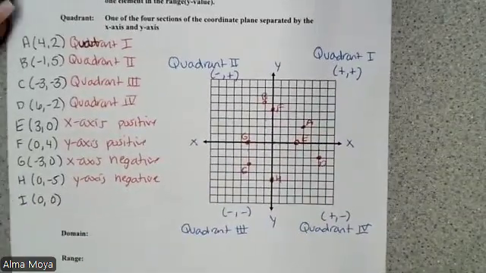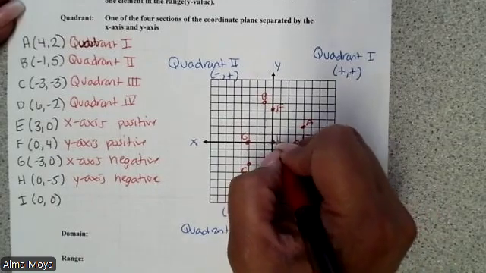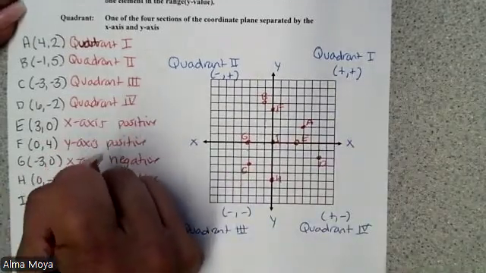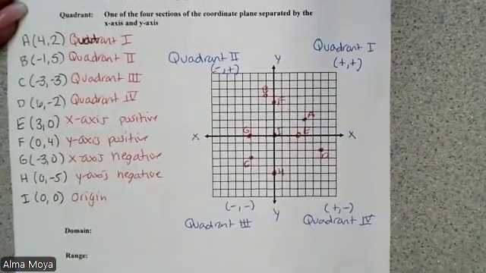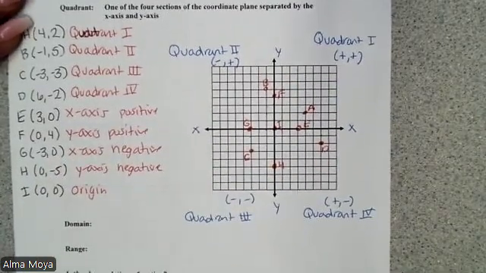Now the point 0, 0. 0, 0 is right in the middle. That is called the origin. Okay.